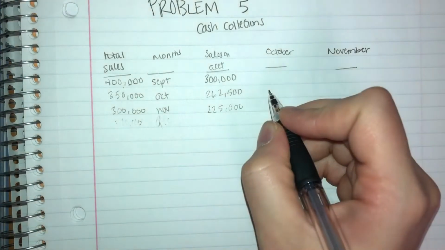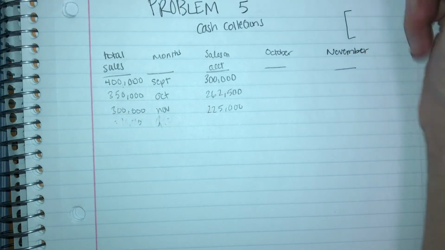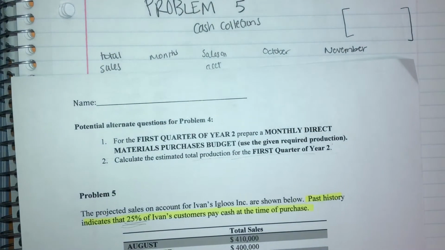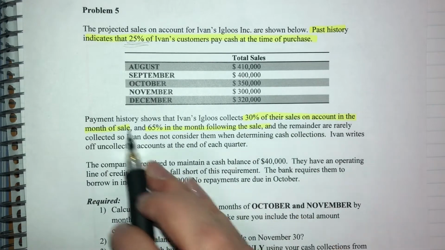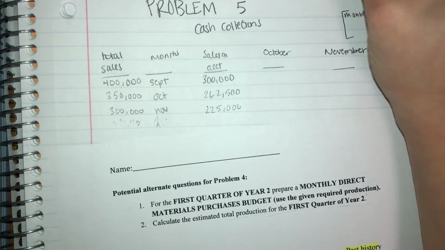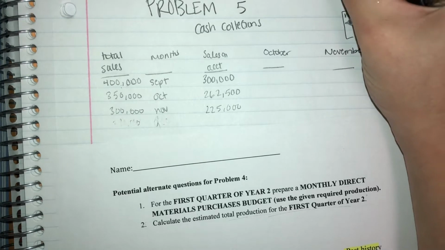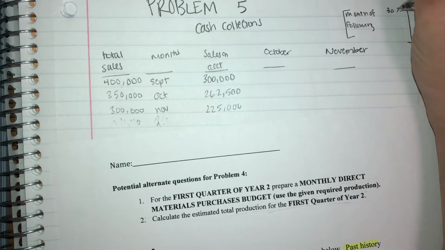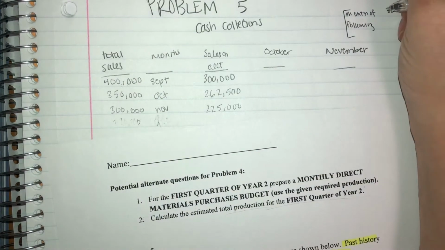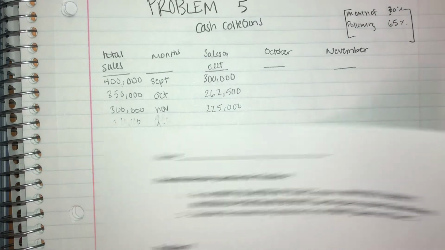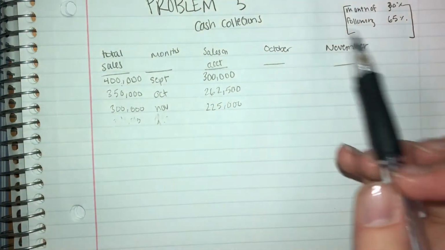Okay, so now I want to do my cash collections. I like to make a little table up here for myself just so I remember. It says that 30% was in the month of sale and 65% in the month following. So I like to write my little table and do month of and then following. So that would give me 30% and 65%.